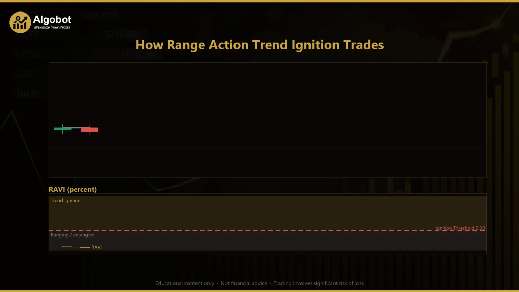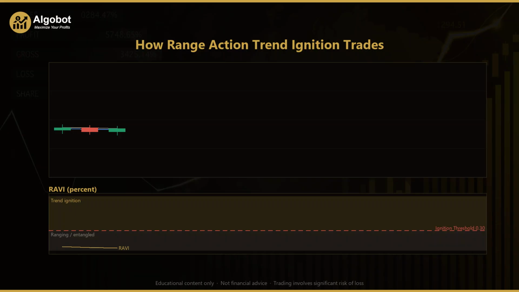On the price candles you can see two lines: the faster short average that hugs price, and the slower long average that moves more gently beneath it. In the panel below the price is RAVI, with a dashed line marking the ignition threshold at 0.30.